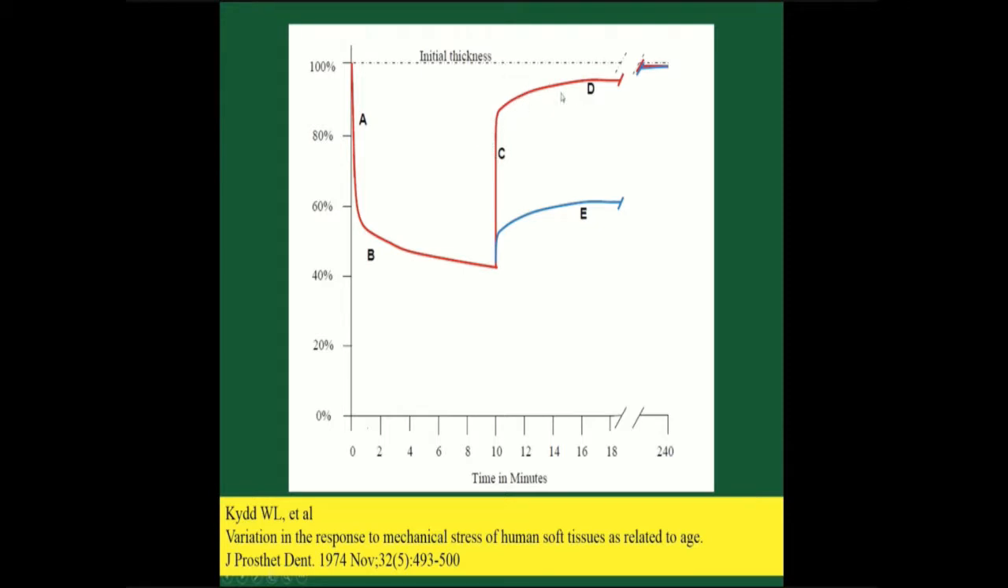What's the difference between the red line and the blue line? And it's age. This is a young patient, this is an old patient. And the lack of elasticity in our older patients exacerbates this problem. And of course most of our edentulous patients are old. So we have edentulous, an age-related problem, and most of our patients are in this category.